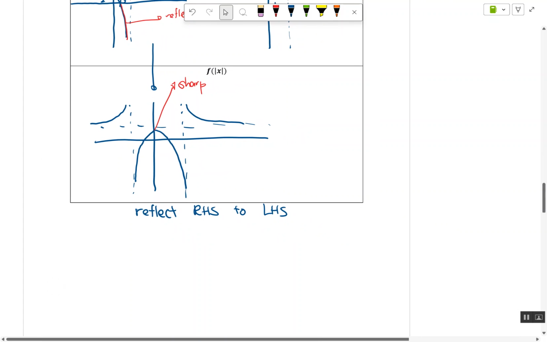Okay? Then the next part, which is the reciprocal graph, is not so important yet.